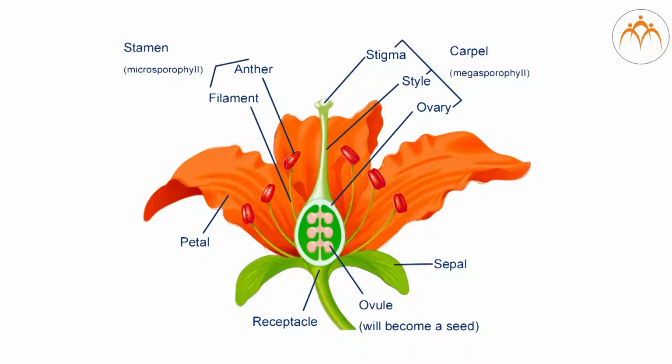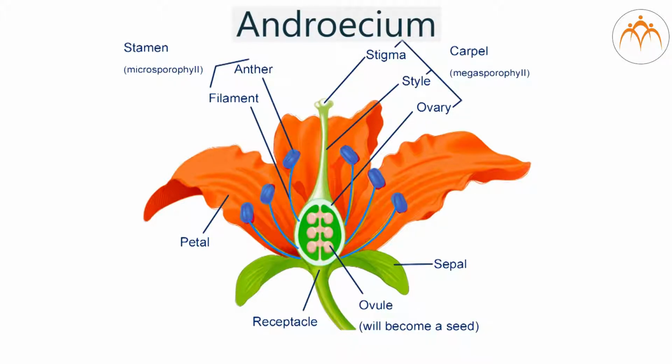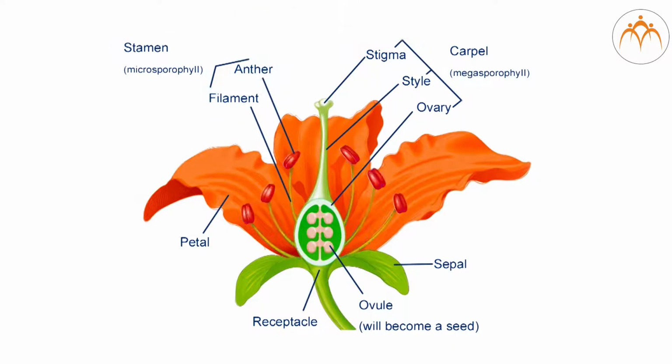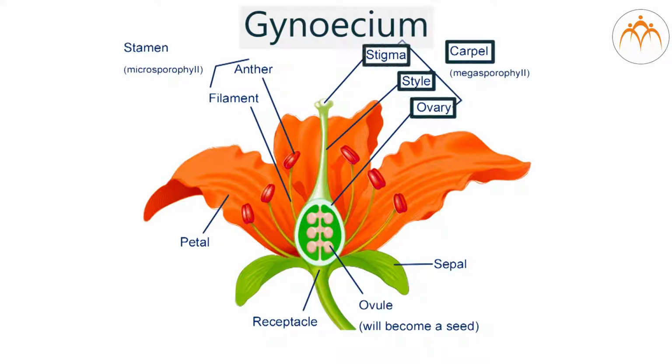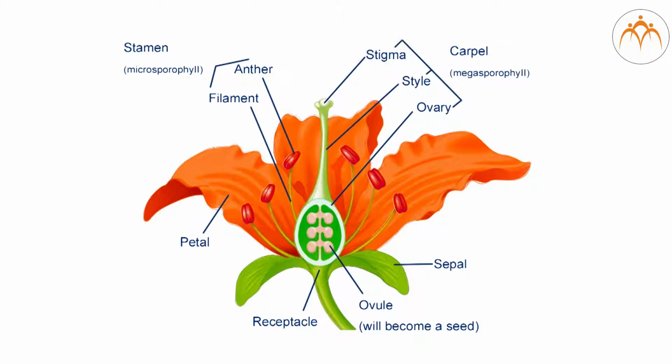On the inner side of petals, the part present is androecium. This is the male reproductive part of flower. It is made up of stamens. Each stamen has bag-like anthers and a stalk called filament. The innermost part of flower is called gynoecium. This is the female reproductive part of flower. It has carpels. Each carpel has stigma at the tip, a stalk called style and swollen ovary at the base. Androecium and gynoecium produce special cells for reproduction.